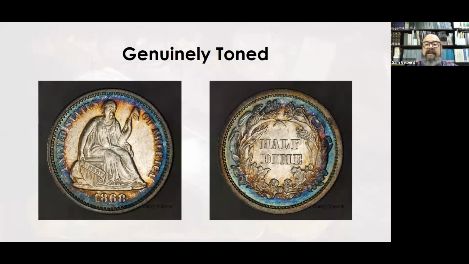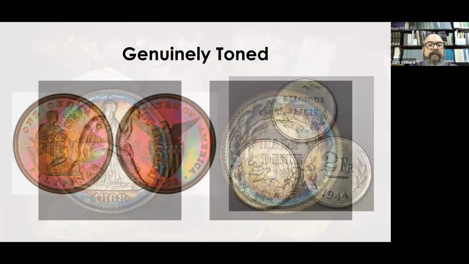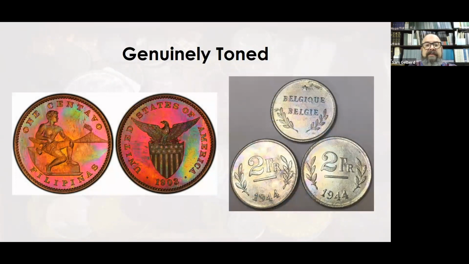This is actually a half dime from the A&A Money Museum collection. So yeah, if you are an A&A member, this is part of your collection. Really pretty genuine toning. The colors kind of move one into the next based on the colors of the rainbow. It's one way of authenticating genuine toning. Some other genuinely toned coins right here on copper and then on zinc.